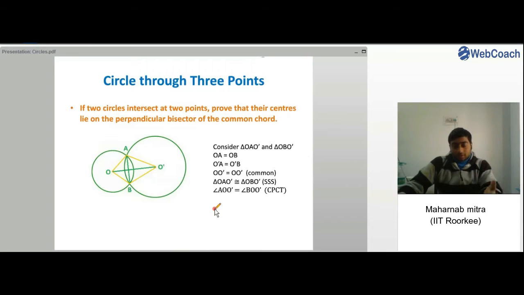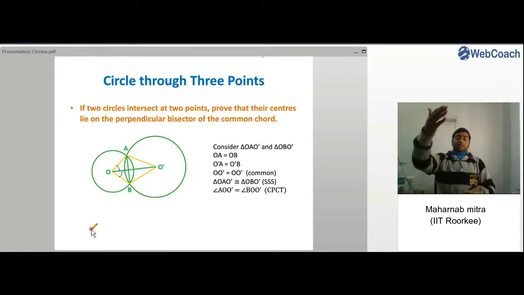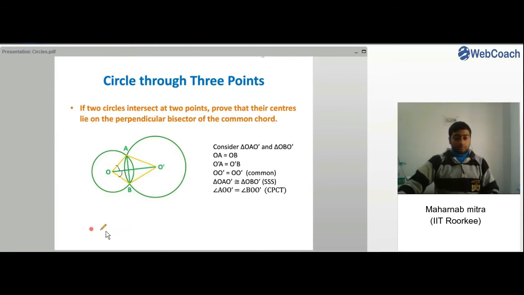So from this, by CPCT, we get angle AOO prime, which is this angle, is equal to angle BOO prime, which is this angle. These two angles are equal because they can overlap onto each other by keeping OO prime as the fixed line segment, right? They can just overlap onto each other. So their corresponding angles must also be equal. AOO prime and BOO prime, these two angles are equal by CPCT rule.